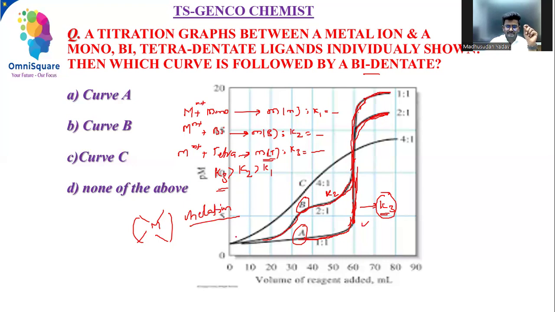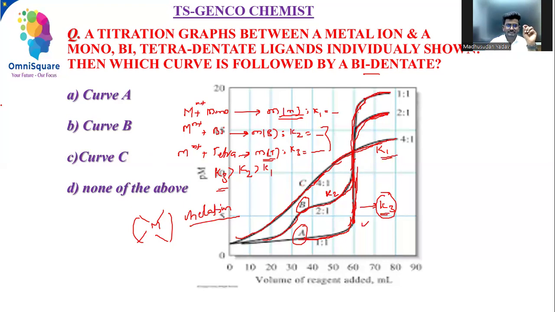Now, what about C? The break point is not there. That means its rate constant is very, very less. The compound formed with the monodentate ligand has very low stability compared to the remaining two. So that's why there is no equivalence point in this. If you observe, there is no equivalence point. That means the formed compound stability is less. So this is how they will frame questions on graphs related to titration with the metal.